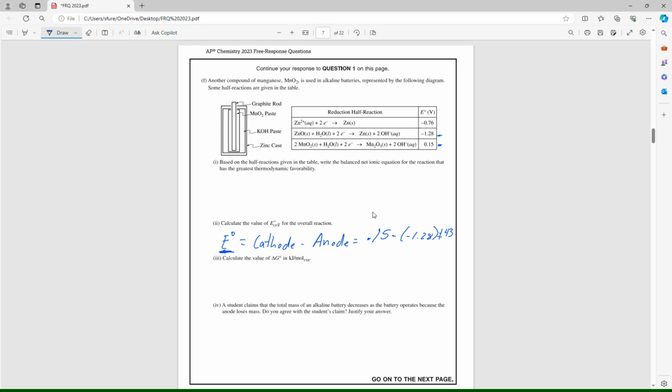So now for our balanced net ionic equation, we know this one's forward and this one is reversed because we said this one was the anode. So let's write out that bottom equation: 2MnO2 solid plus H2O liquid plus 2 electrons.